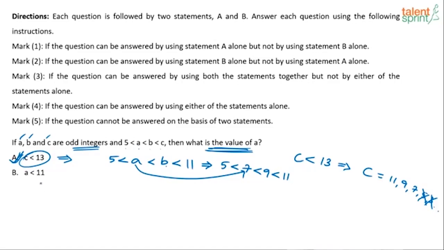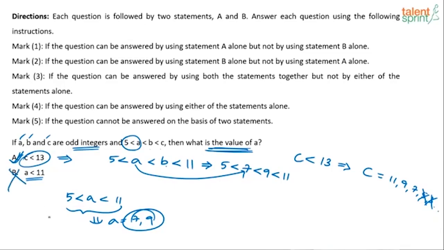Read statement 2. Statement 2 says A is less than 11. I know from the question that A is greater than 5. But from statement B, I know A is less than 11. Now between 5 and 11, A can be 7 or A can be 9. There are two possible values. Am I able to figure out the exact value? No. Which means B does not give you the answer. According to statement B, A can be 7 or it can be 9. So I'm not able to get the answer.